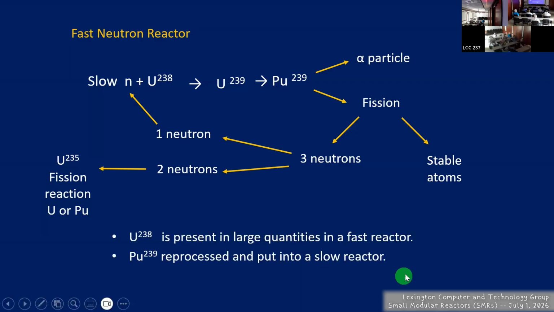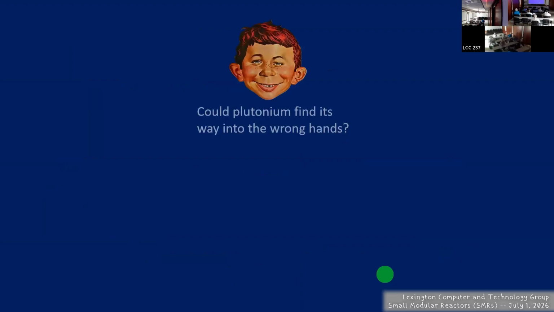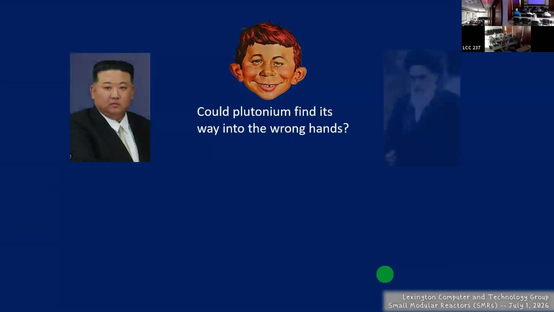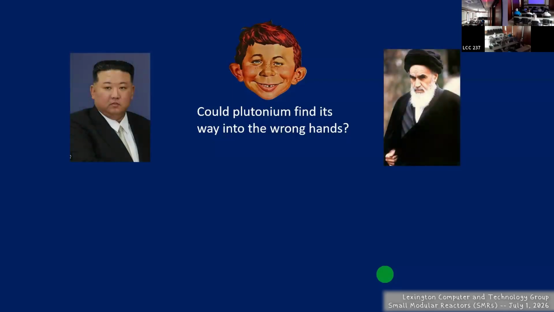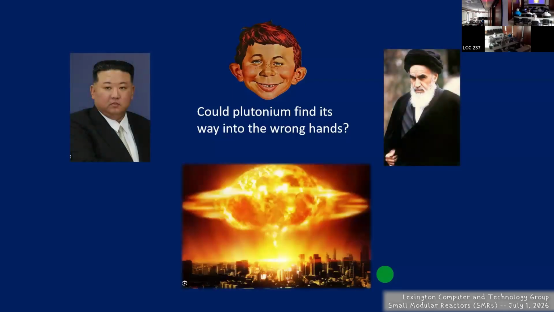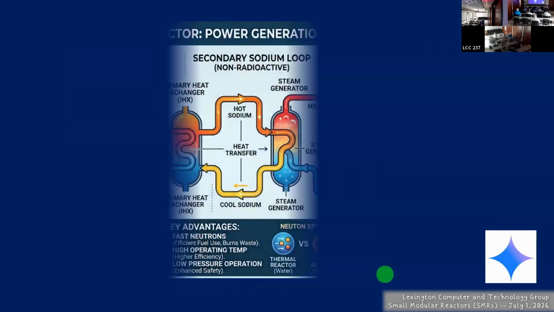So U-238 is present in large quantities. It's cheap in a fast reactor. And the plutonium-239 is reprocessed and put into slow reactors to provide a neutron source. So it breaks down fairly readily. Could plutonium find its way into the wrong hands? I can't imagine who, but it is something people have thought of.